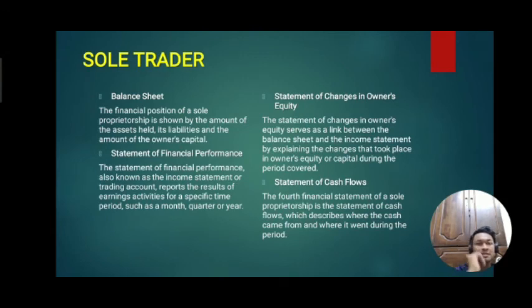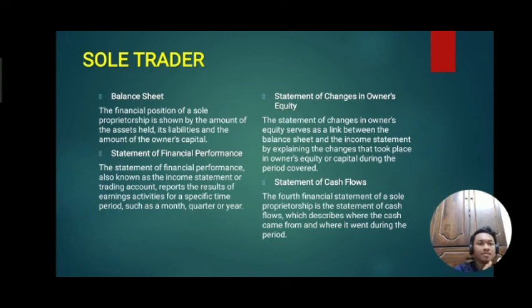The financial position of a sole trader is shown by the amount of the asset held, its liabilities, and the amount of the owner's capital. Next is the statement of financial performance, or also known as the income statement or trading account. Reports the result of earning activities for a specific time period, for a month, quarter, or a year. The next is the statement of changes in owner's equity.